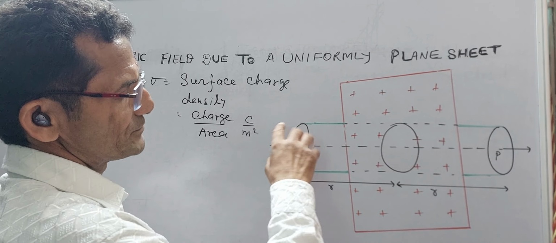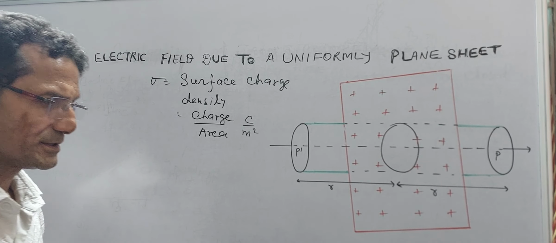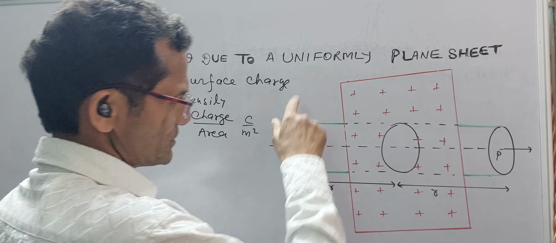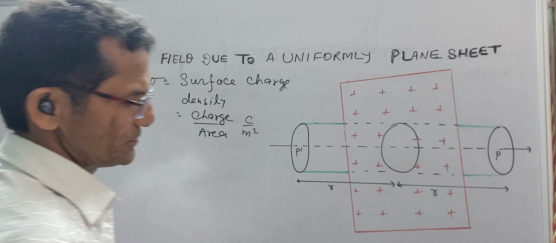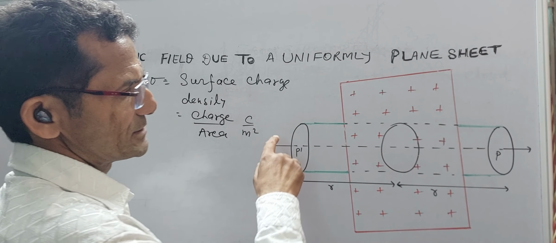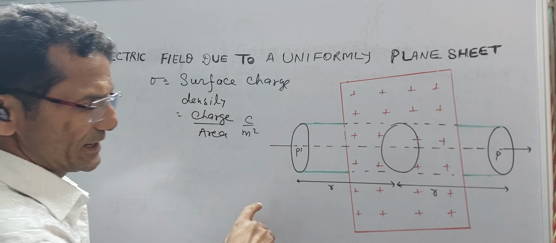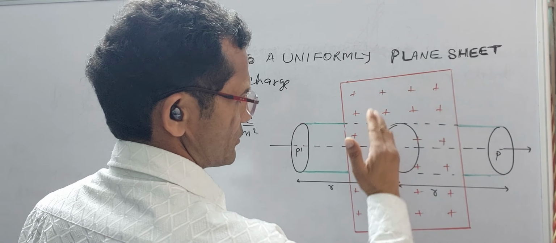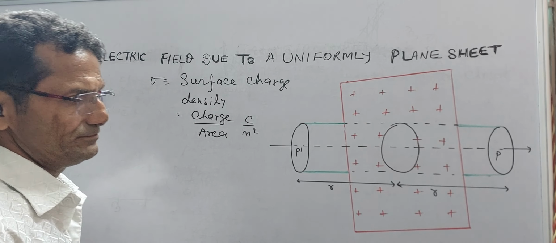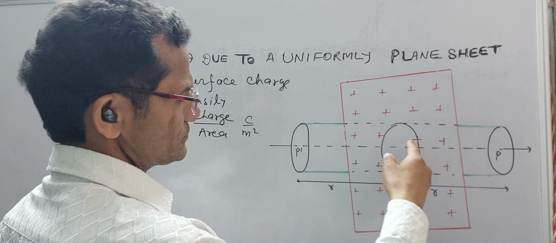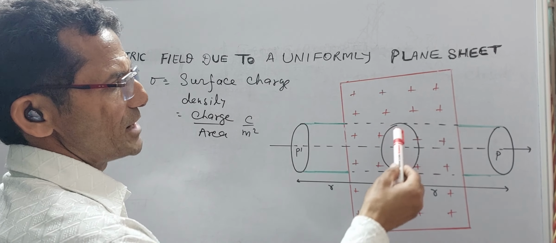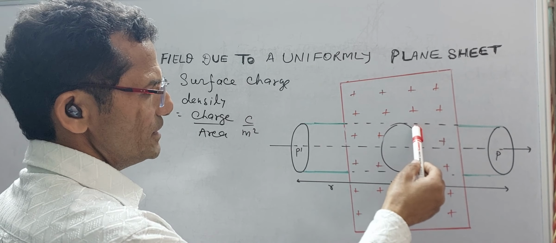Take a symmetrical Gaussian surface. In this case, we can use a cylindrical surface. We can also use a cubical surface. So suppose I have taken a cylindrical surface. Take a cylinder whose length is twice r. Half will be to the right of this and half will be to the left of this. So the total charge enclosed by this Gaussian surface is equal to only the charge on this portion.